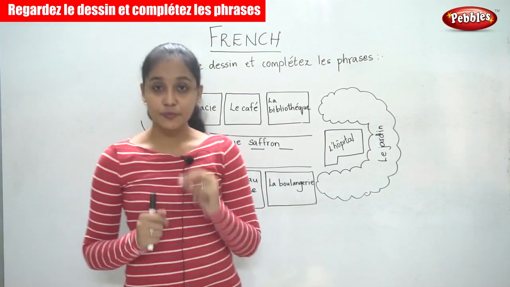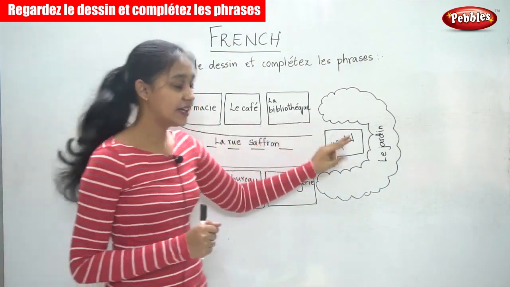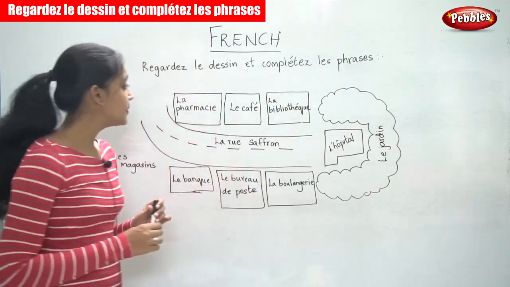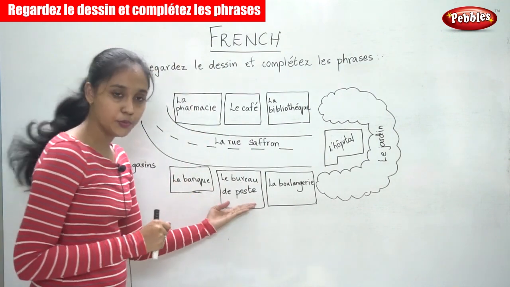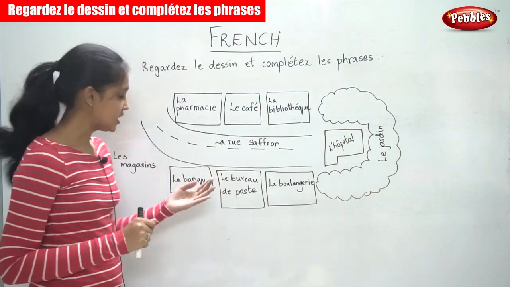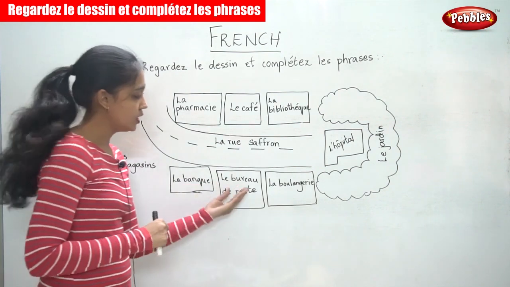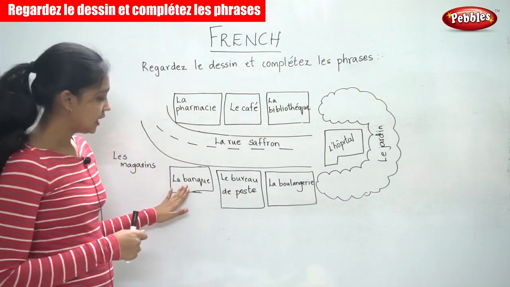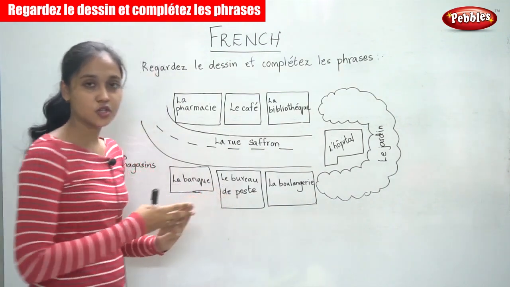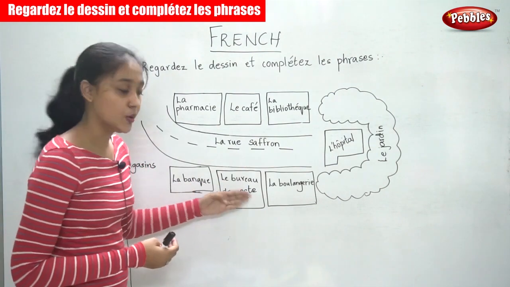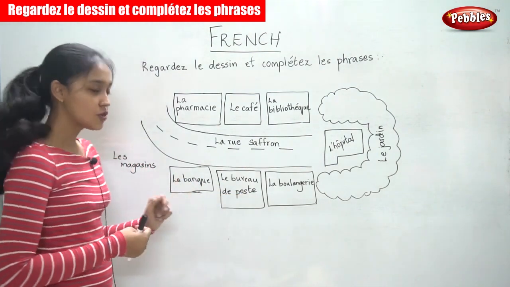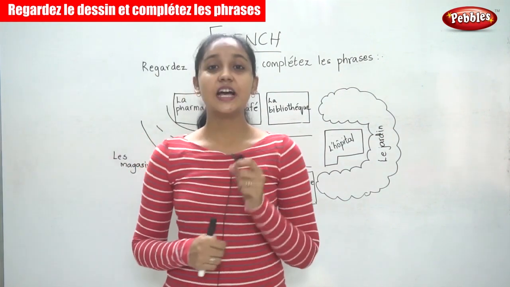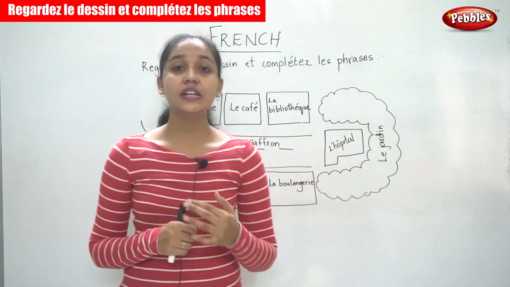So I want you to remember the things present here because I am going to give you certain phrases. For example, I will ask you le bureau de poste est dash la banque. So the post office is dash the bank. So it is on the right side. So you would say à droite. So I hope you remember those words, à droite, à gauche. These are the words we are going to use to fill in the blanks.